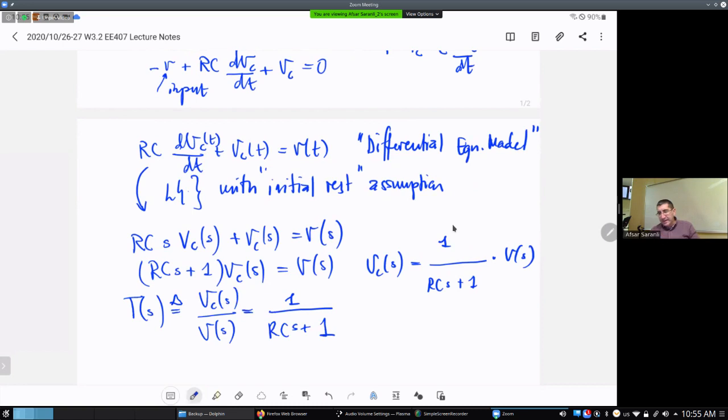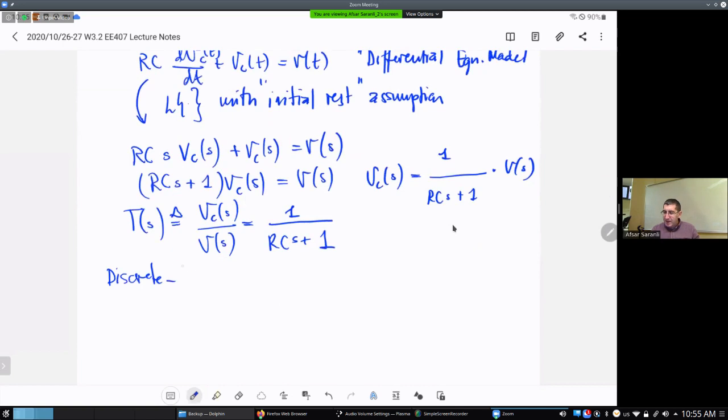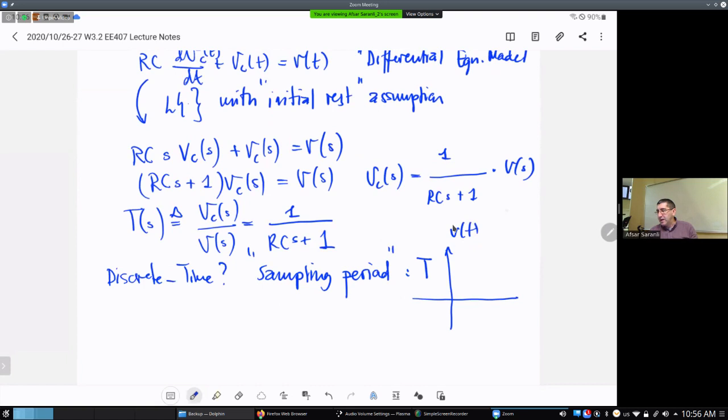Okay? So now let's also talk about how to find a discrete time approximation. What is the discrete time approximation? It is when you don't have the continuous time, but you only measure the values of the variables at equally spaced instants of time. Okay, so let's say that the sampling period is equal to T. Okay, so that means any variable, for example v(t), becomes actually simply discrete instants of time, okay, that are separated by the sampling period T.